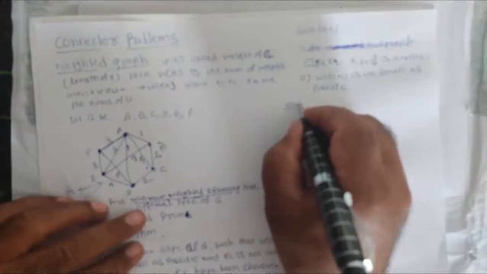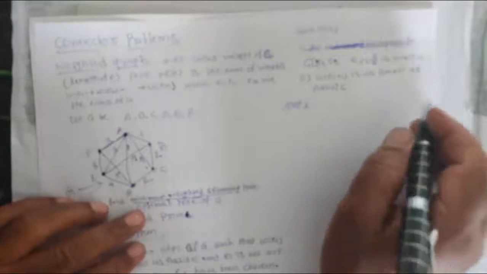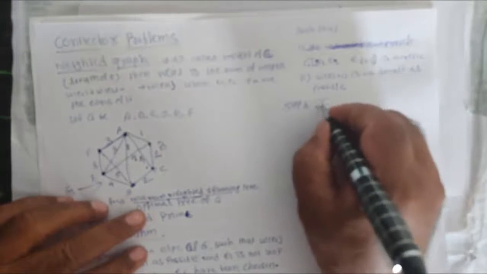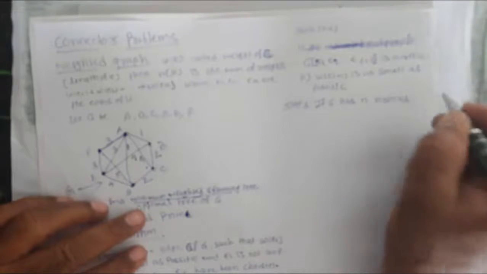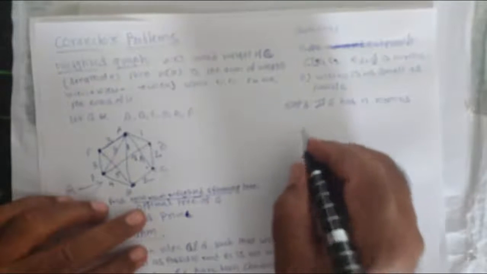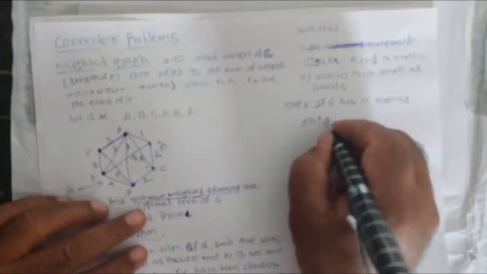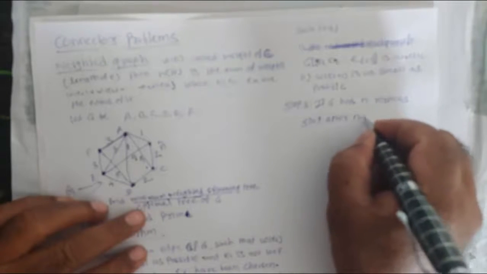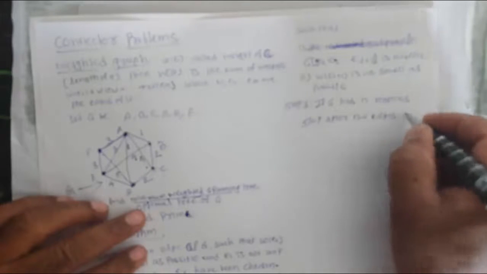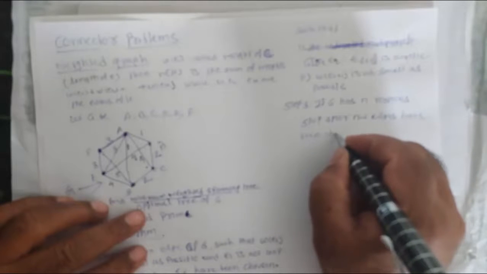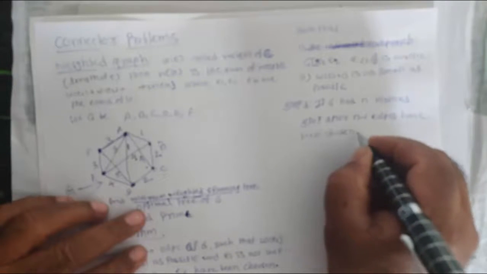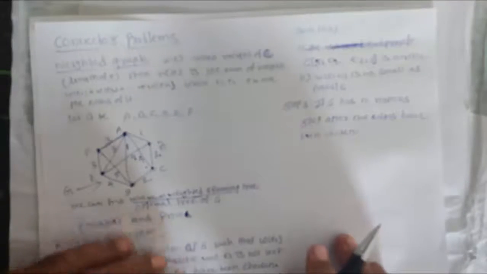Now step third: if G has n vertices, stop after n minus 1 edges have been chosen, otherwise repeat step 2 again in this way.